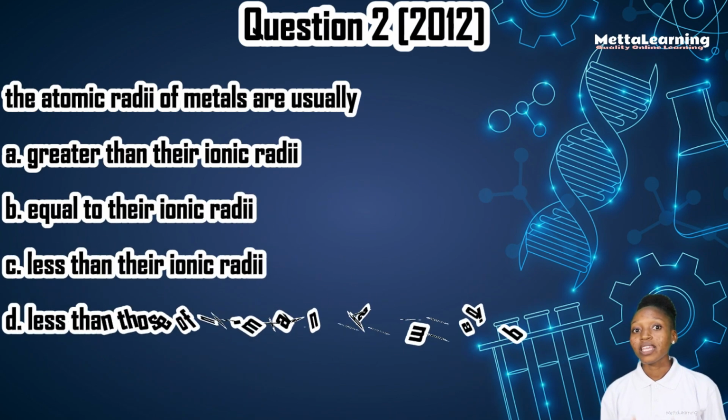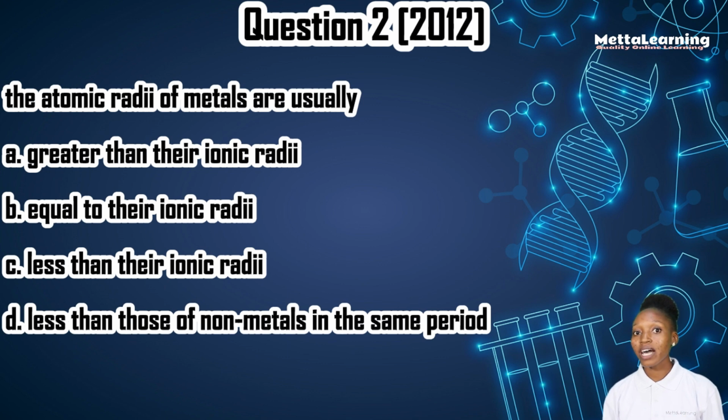It says, the atomic radii of metals are usually A. Greater than their ionic radii, B. Equal to their ionic radii, C. Less than their ionic radii, and D. Less than those of non-metals in the same period.